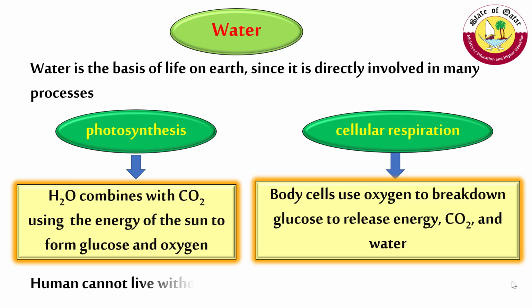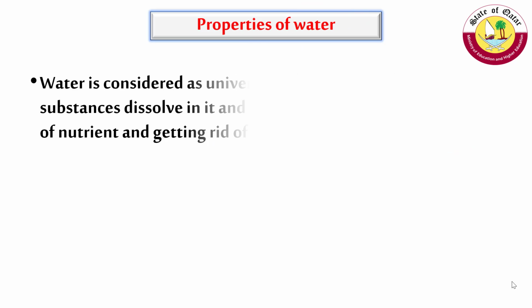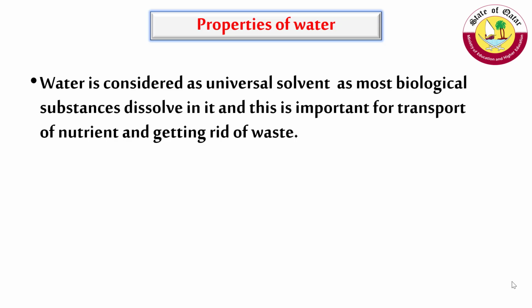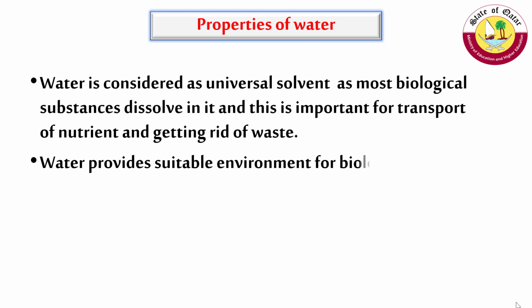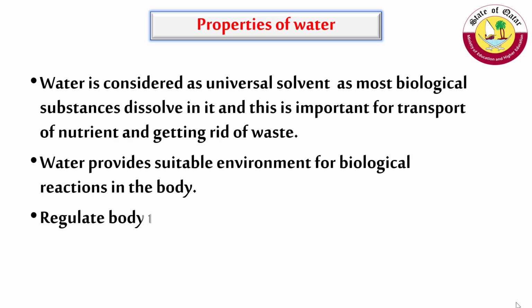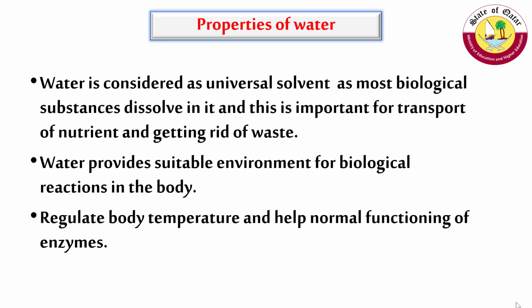Since water is very important, humans cannot live without water for more than several days. Properties of water. Water is considered a universal solvent, as most biological substances dissolve in it, and this is important for transport of nutrients and getting rid of waste. Water provides a suitable environment for biological reactions in the body. And last, it regulates body temperature and helps normal functioning of enzymes.